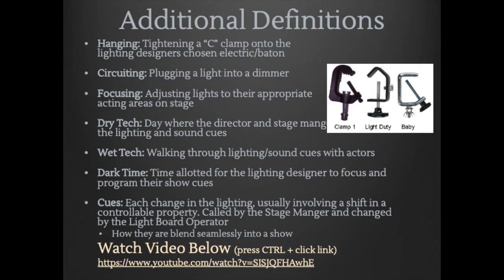Additional definitions. Hanging is tightening a C-clamp onto the lighting designer's chosen electrical batten. Circuiting is plugging a light into a dimmer. Focusing is adjusting lights to their appropriate acting areas on stage. So, thinking about hanging and focusing.